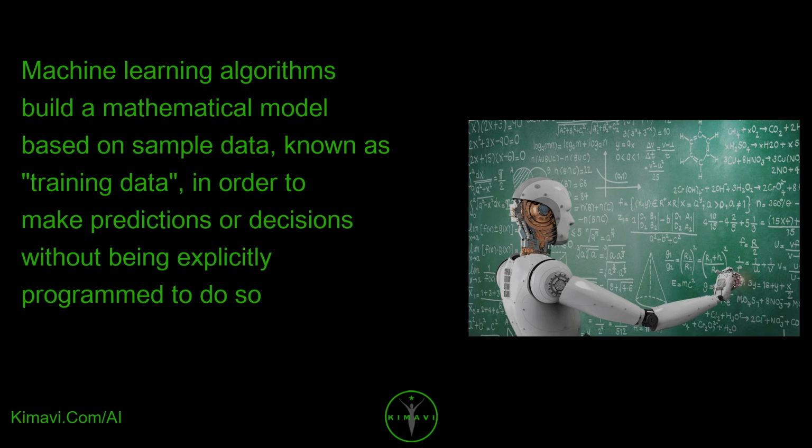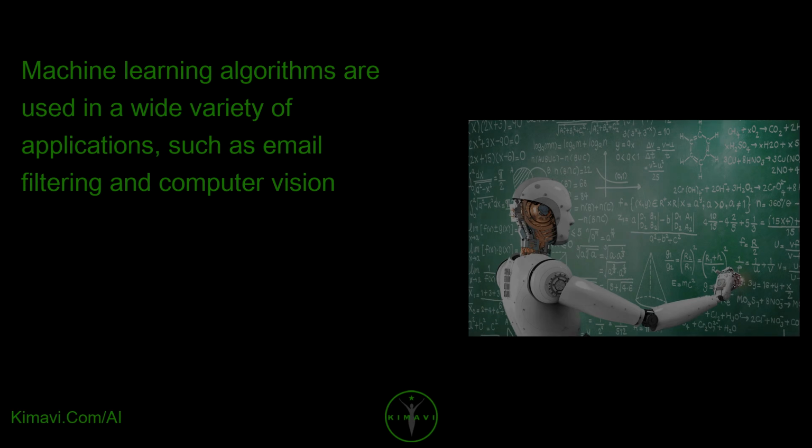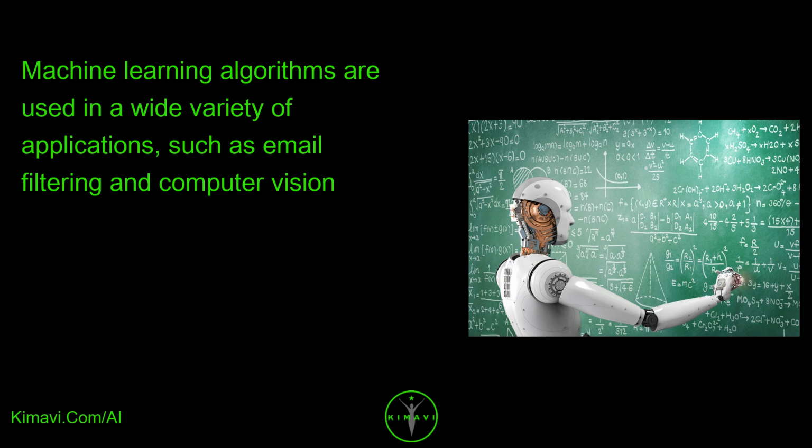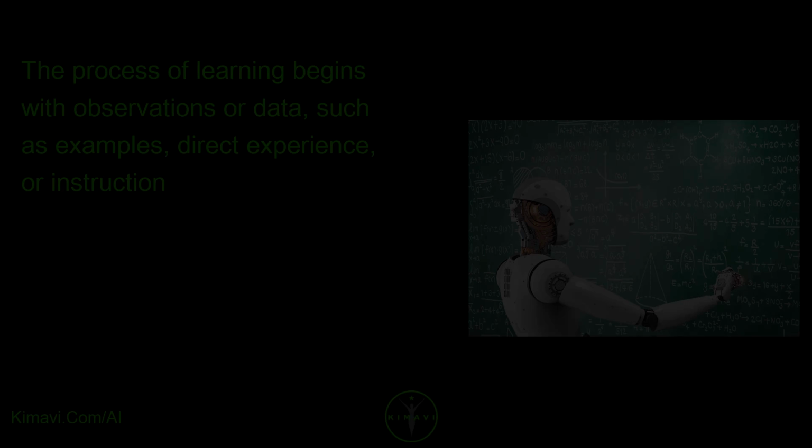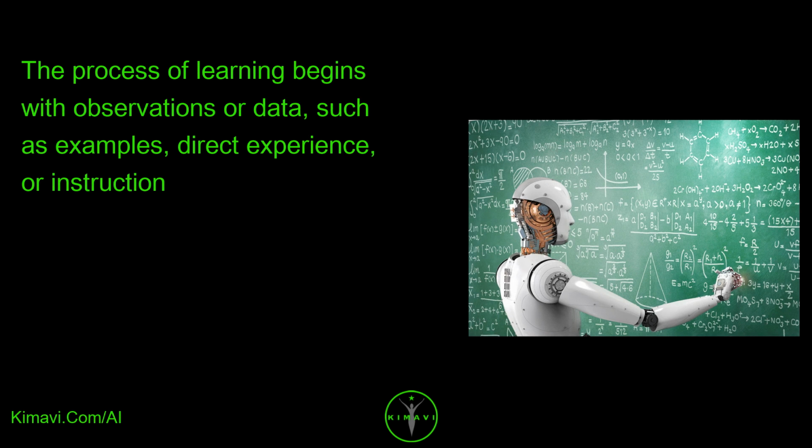Machine learning algorithms build a mathematical model based on sample data, known as training data, in order to make predictions or decisions without being explicitly programmed to do so. Machine learning algorithms are used in a wide variety of applications, such as email filtering and computer vision, where it is difficult or infeasible to develop conventional algorithms to perform the needed tasks. The process of learning begins with observations or data, such as examples, direct experience, or instruction.